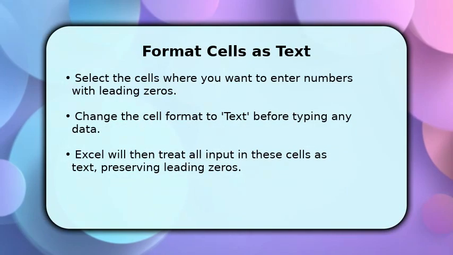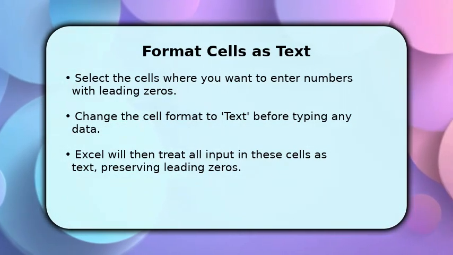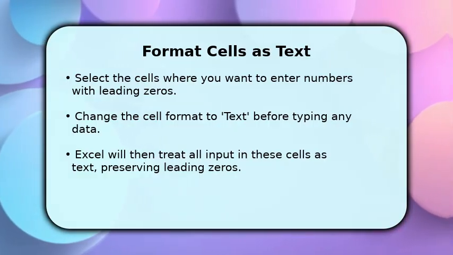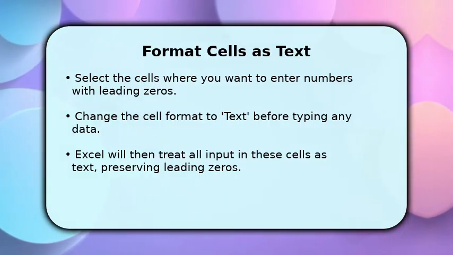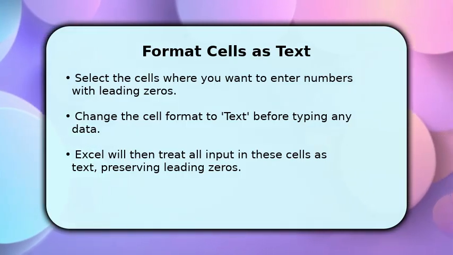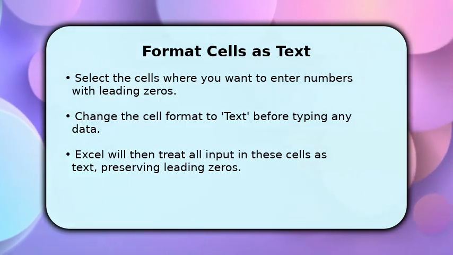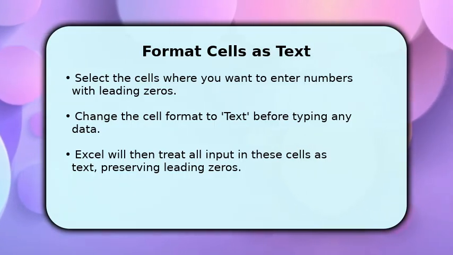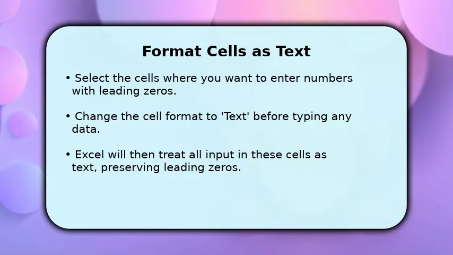Our first method is to format your cells as text. Before you type any numbers, simply select the cells you plan to use. Right-click, choose Format Cells, and then select text from the category list. Now, when you type a number like 00123, Excel will recognize it as text and keep all the leading zeros exactly as you entered them. This is a straightforward way to ensure your data, such as identification numbers or codes, maintains its full integrity from the start.